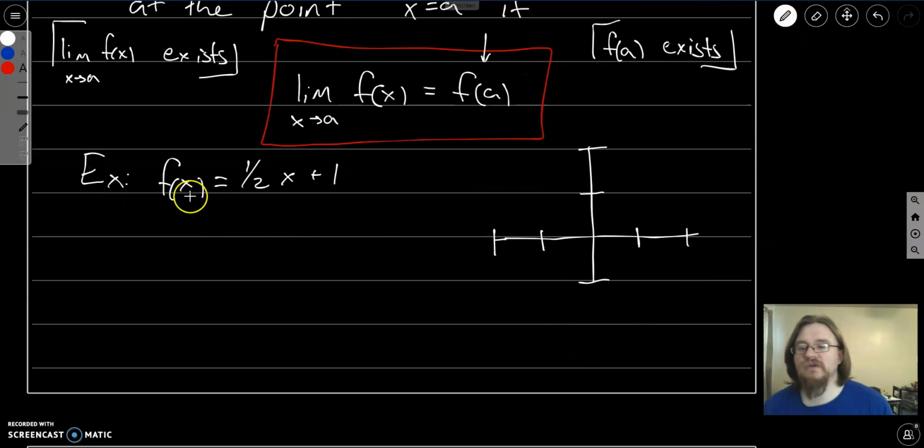So let's look at some examples, and I think that this is going to be the most helpful thing to do. Here we have a function f of x is equal to 1/2 x plus 1. So we can graph this. We have our y-intercept, which is going to be up here at plus 1, and our slope is 1/2. So we're going to go up 1 every time we go over 2. So if we come up 1/2, this is where our point is over here. So we have this line.